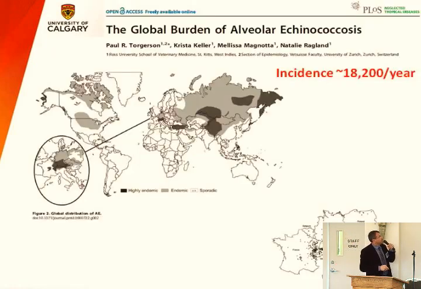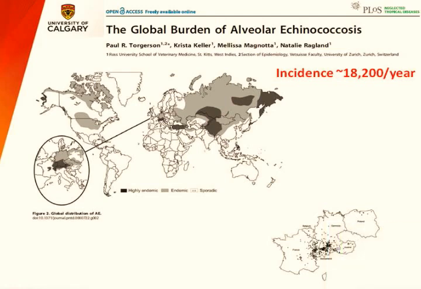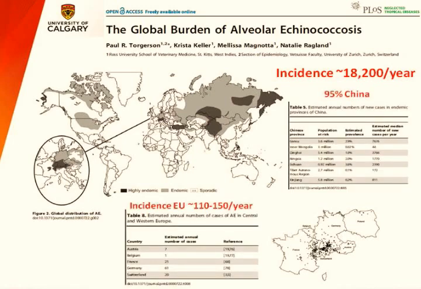So what is the situation in humans? Every year across the world, there are more than 18,000 new cases, okay? 95% of them are in China, in the Tibetan Plateau. And the number is increasing, so about 200 new cases every year in Europe.